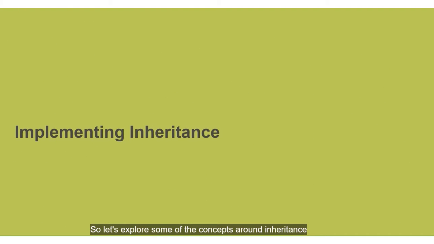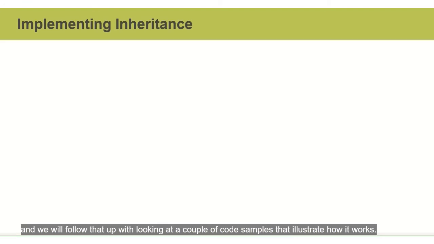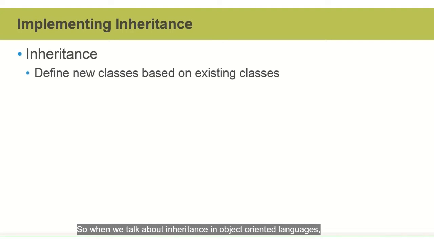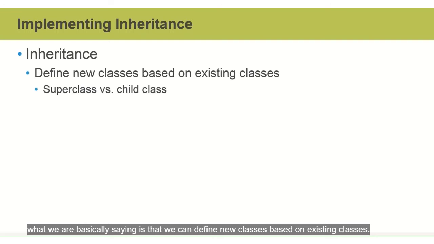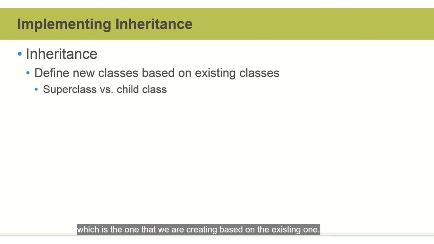So let's explore some of the concepts around inheritance, and we'll follow that up with looking at a couple of code samples that illustrate how it works. So when we talk about inheritance in object-oriented languages, what we're basically saying is that we can define new classes based on existing classes. And when we do this, we have what's known as the superclass, which is the existing one or the parent, and the child class, which is the one that we're creating based on the existing one.